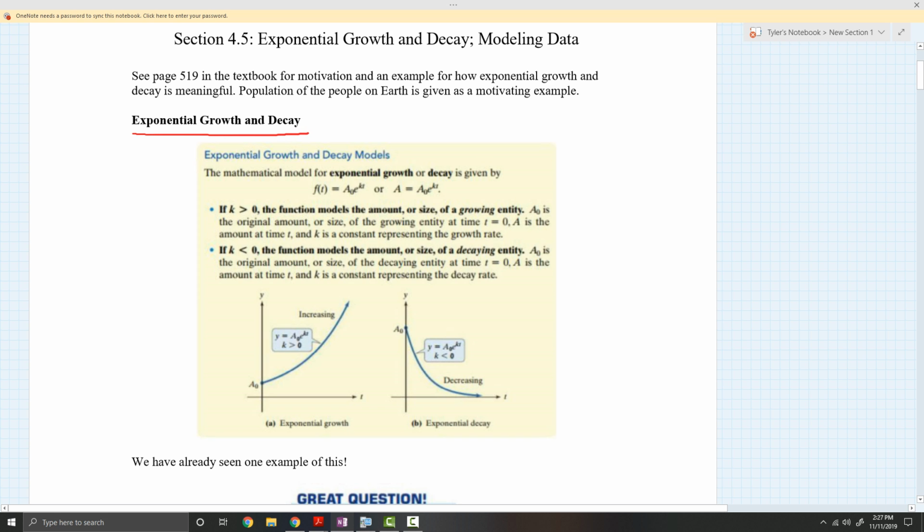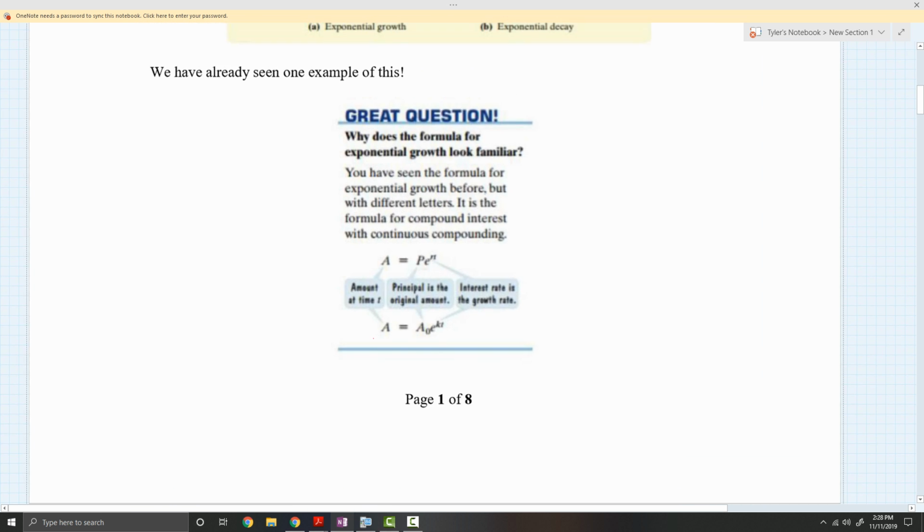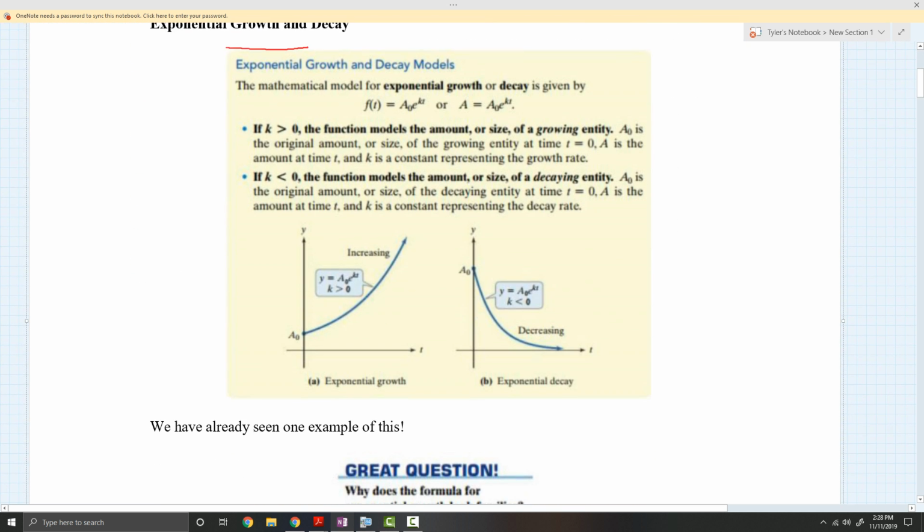All right, so we're looking at the definition of exponential growth and decay, right? We have that a mathematical model for exponential growth or decay is given by one of the following forms, right? So let me make this a little bigger. There we go. We can have this as f of t equals a sub 0 e to the kt, or we could write this essentially without the functional notation, so instead of f of t, putting in capital A.